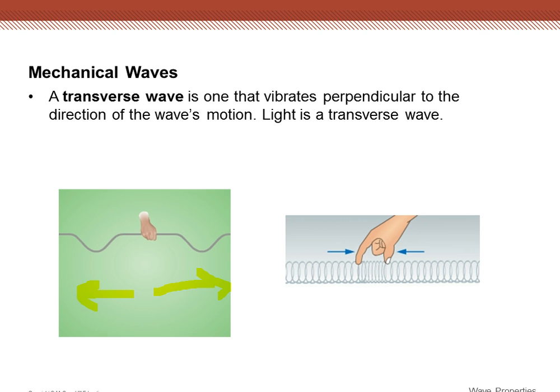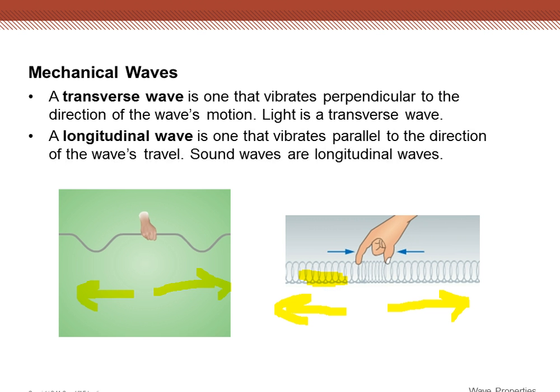Whereas imagine a slinky and you squeeze a little portion of the slinky or stretch a little portion of the slinky and let it go, that's going to send that pulse to the right or to the left, and that pulse is just a compression of the slinky. So the displacement is left and right, and the movement of the wave is also left and right. That is called a longitudinal wave. So when we have a wave that vibrates perpendicular to the direction of the wave's motion, we call that a transverse wave. If we have one that vibrates parallel to the direction that the wave travels, then this is called a longitudinal wave. An example of that would be sound.